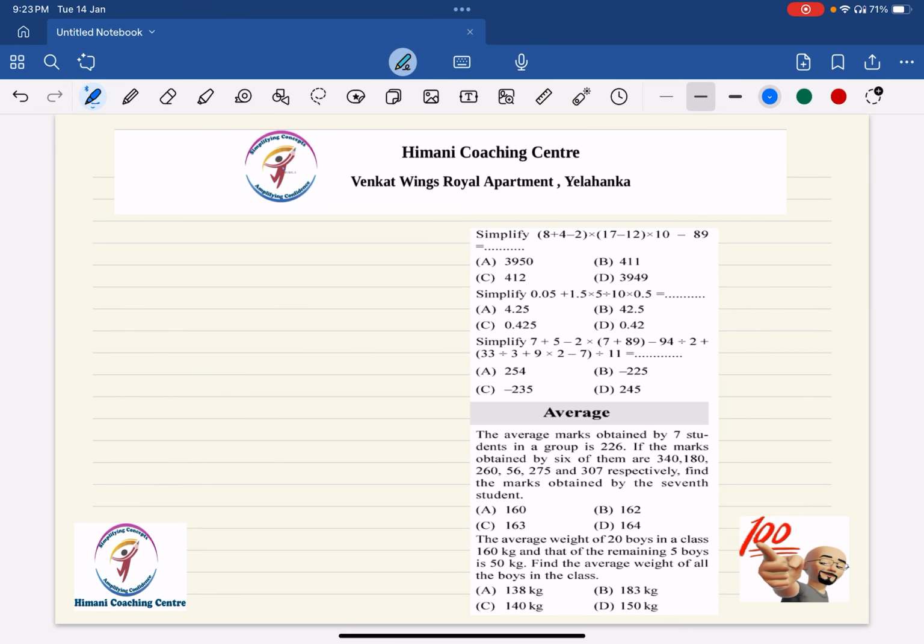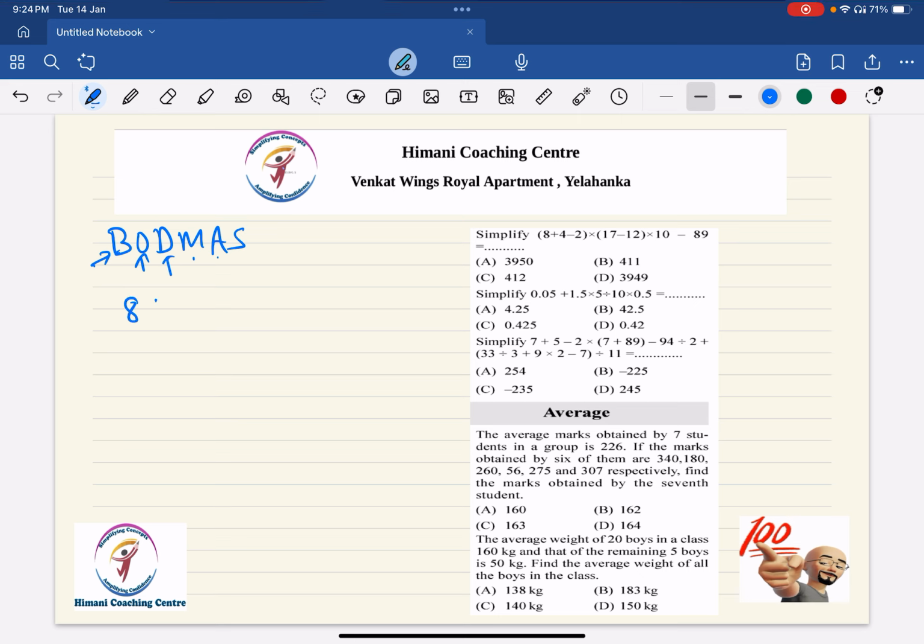Okay. Now, the next question is simplify. Here we will use BODMAS. Okay, students, what is BODMAS? BODMAS rule says if there are number of operations to be done, first we should solve bracket, then solve of, then division, then multiplication, then addition, and then subtraction. That is the order we have to follow. Now let us see what is given.